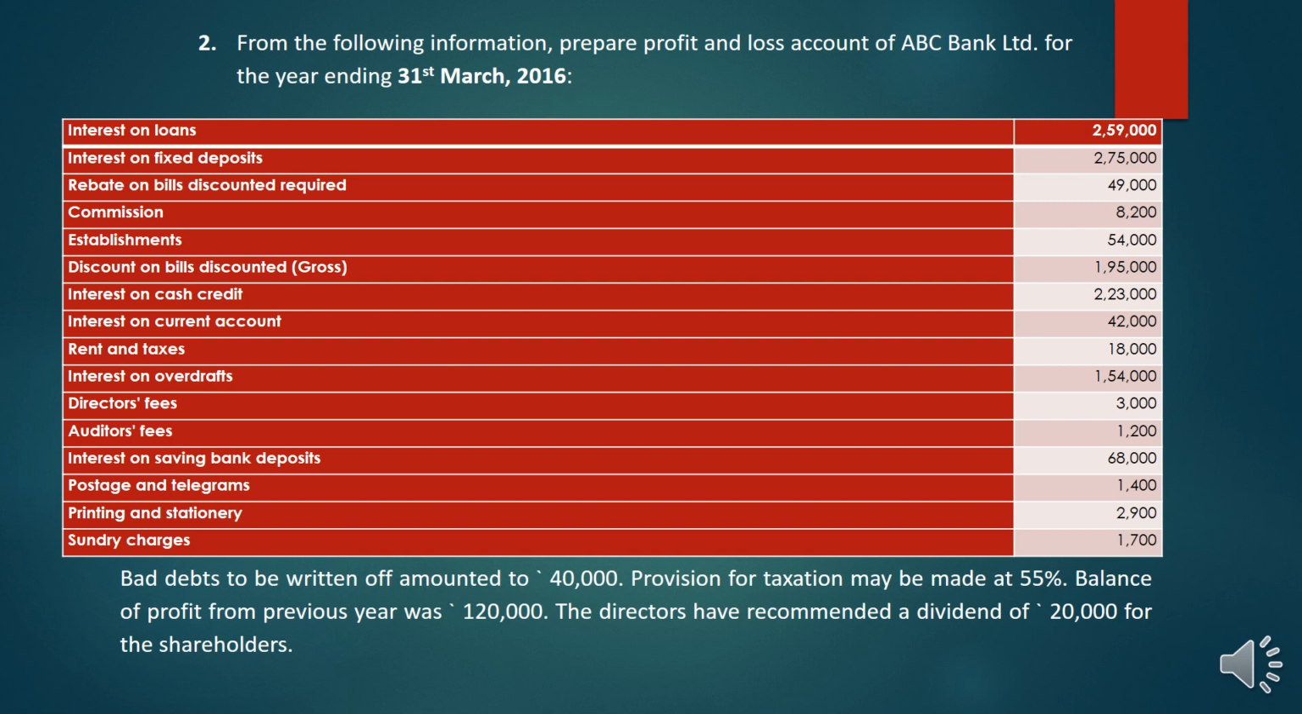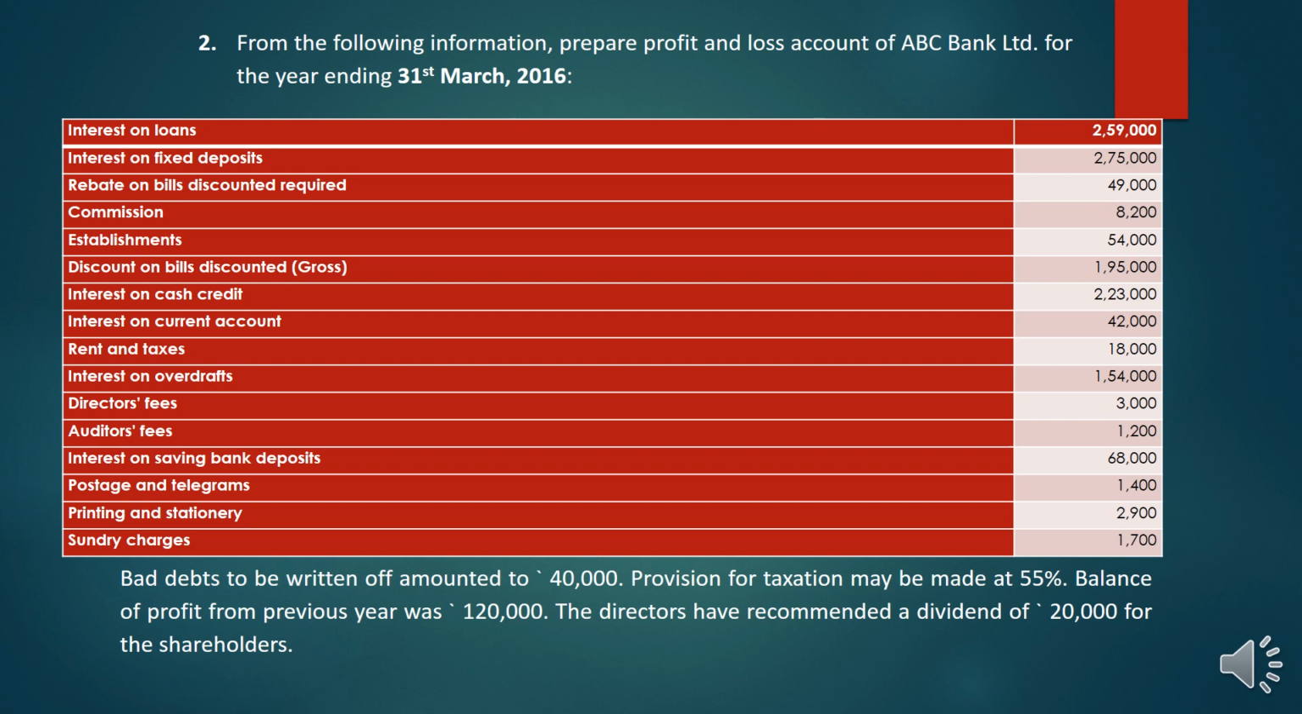Directors fees, auditors fees, operating expenses, schedule number 16. Interest on saving bank deposit, interest expended. So interest paid on the saving bank deposits of customers will come under schedule number 15. Postage and telegram will come under operating expenses. Printing and stationery and even sundry charges will also come under operating expenses, schedule number 16.